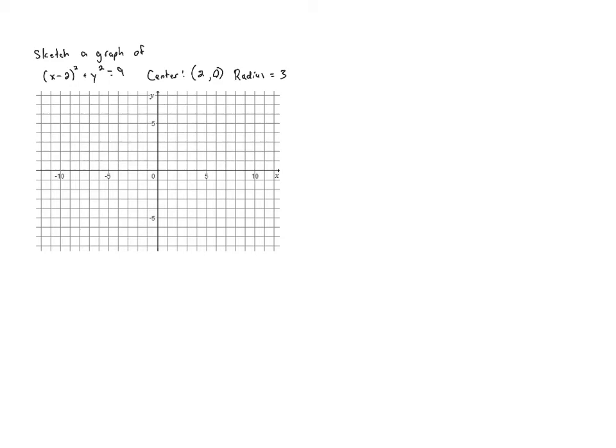Let's sketch that. The center 2, 0 is right there. If the radius is 3, then we're going to draw in our guide points, 3 units in each direction from there. And let me try to draw an okay circle. All right, we have this one. And so this has a special type of symmetry as well. Instead of being symmetric about the y-axis, this is symmetric about the x-axis.